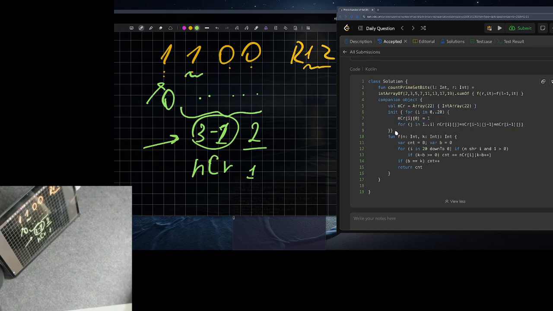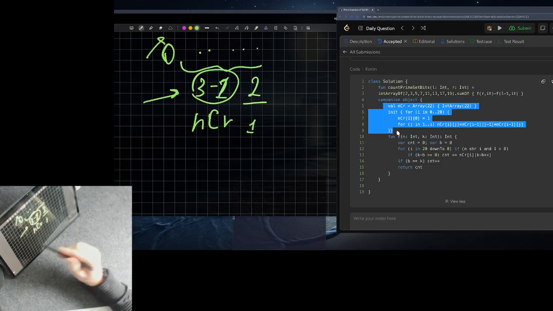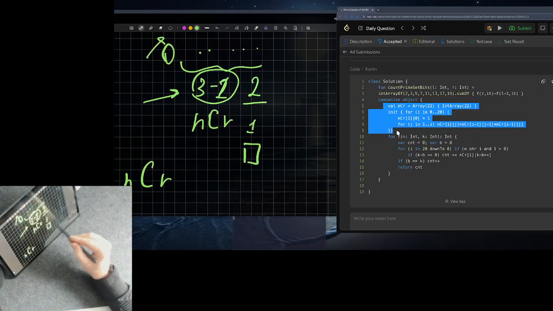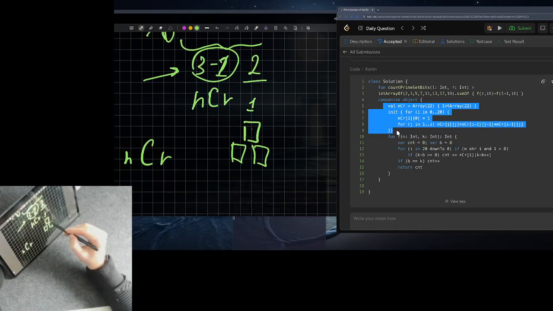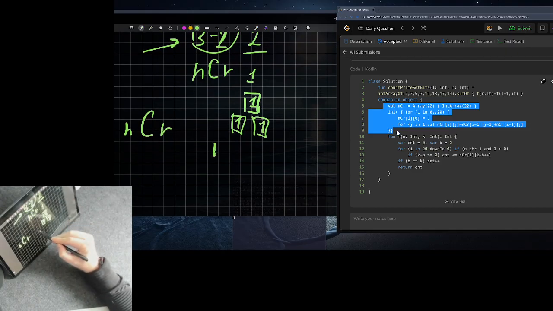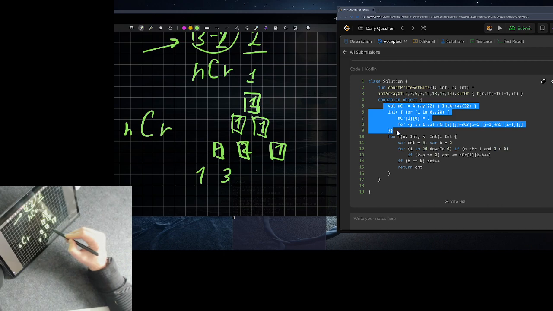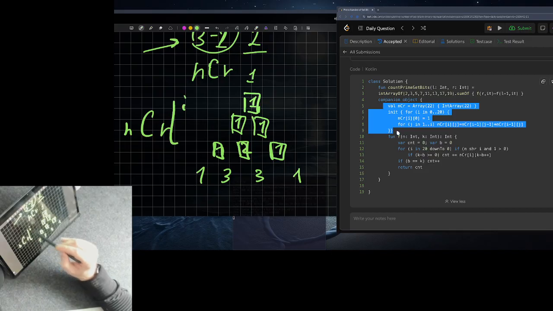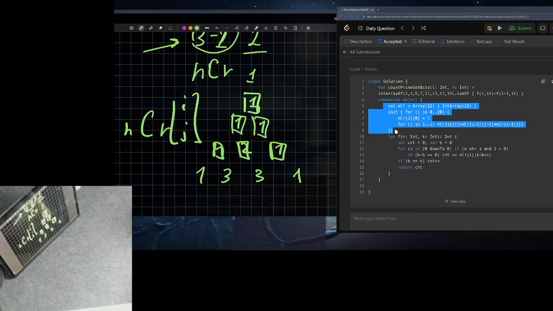The NCR is a Pascal triangle. NCR is computed like this: 1, 1, and each number is a sum of its parents. 1, 2, 1, and so on. 1, 3, 3, 1. So this is another solution.